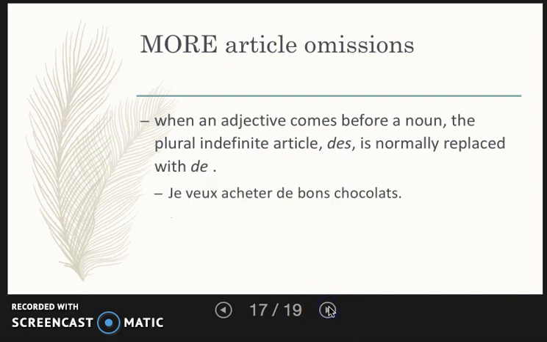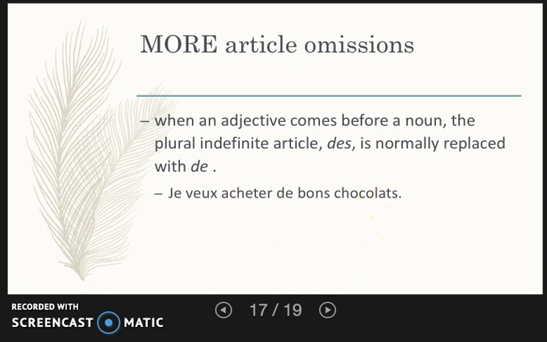Okay, other omissions can be when the adjective comes before the noun, which, remember, if you haven't covered those yet, those are things like BANGS adjectives. Then the plural indefinite article "des" is normally replaced with "de." So "je veux acheter de bons chocolats." So it's almost as if "des" becomes "some." So I want to buy some good chocolates.